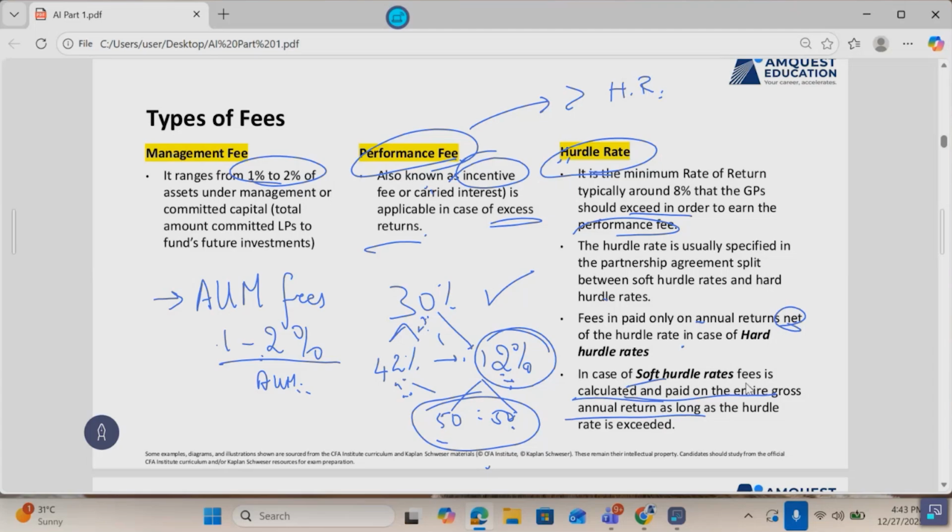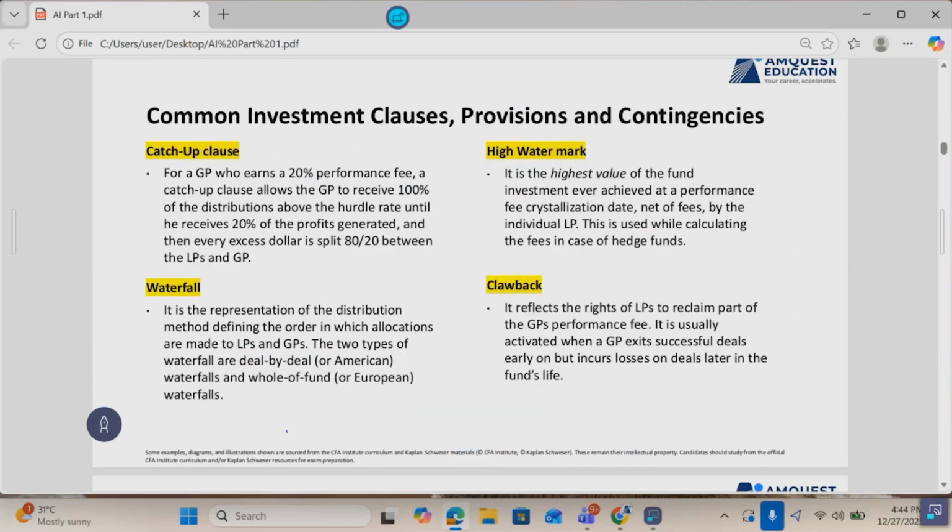Okay. Now we know the terms. Hurdle rate. If you cross that, you'll earn the performance fees, and obviously you're already charging AUM management fees. Now, some other terms, very important terms, please read this carefully. This gets tested in sums as well.